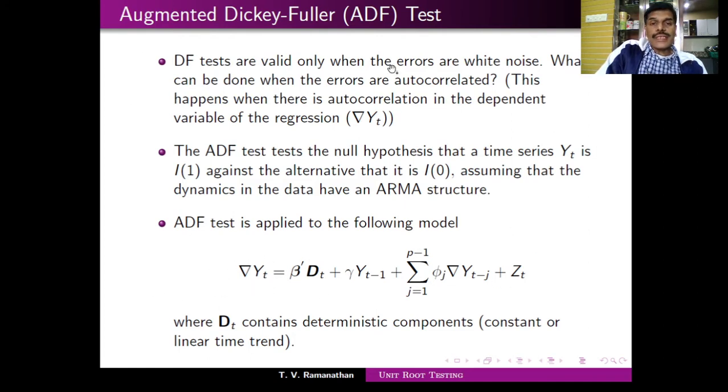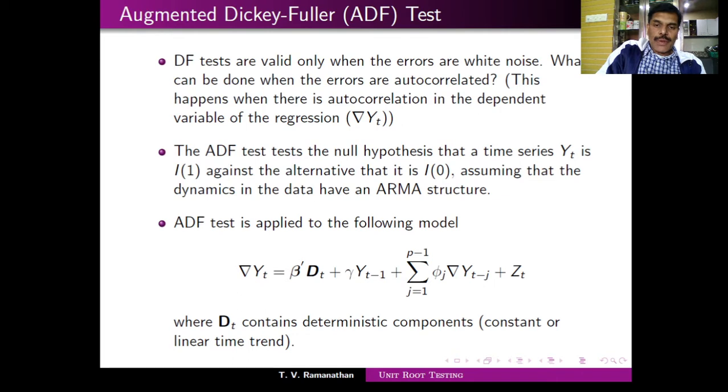So the Dickey-Fuller tests are valid only when the errors are white noise. So you have the white noise here. What can be done when the errors are correlated? This happens when there is autocorrelation in the dependent variable of the regression. So you have autocorrelation over here, which is the same as what you're talking about. This is not white noise. When you have autocorrelation here, this will not be white noise. So we are trying to address this problem.